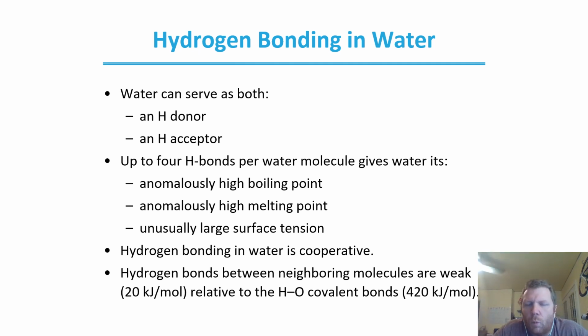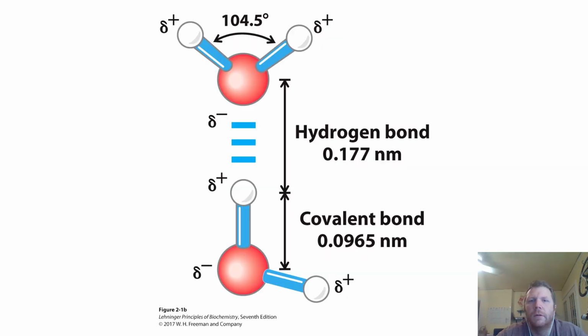Now, hydrogen bonding in water is cooperative. Hydrogen bonds between neighboring molecules are as weak as 20 kilojoules per mole relative to the hydrogen-oxygen covalent bonds of 420 kilojoules per mole. So when you think about the strength of a hydrogen bond compared to a covalent bond, it's really important to recognize what that magnitude is. Hydrogen bonds are not particularly strong, but a water molecule can come up with 4 hydrogen bonds.